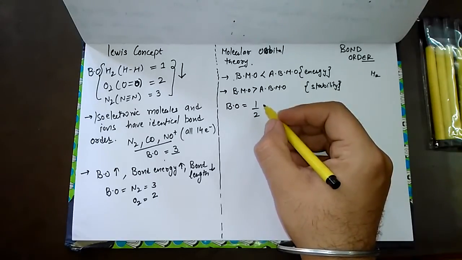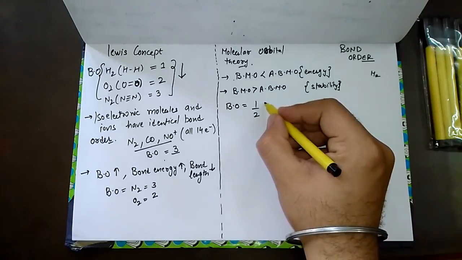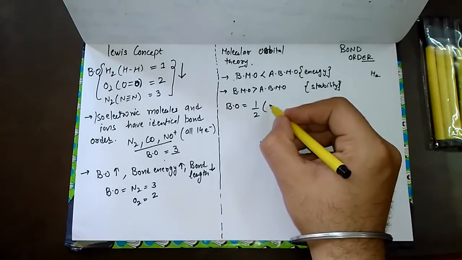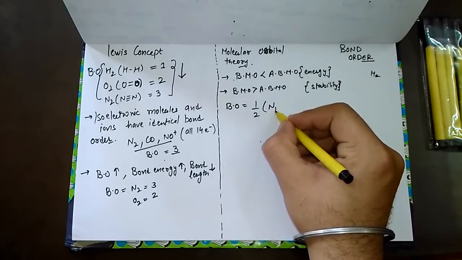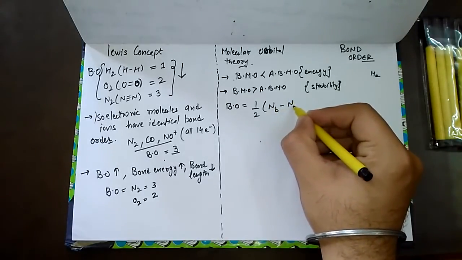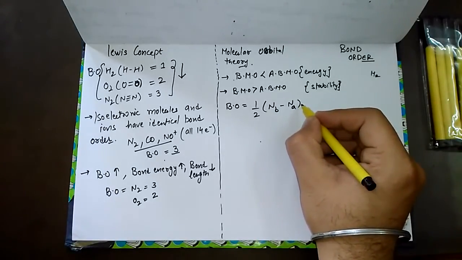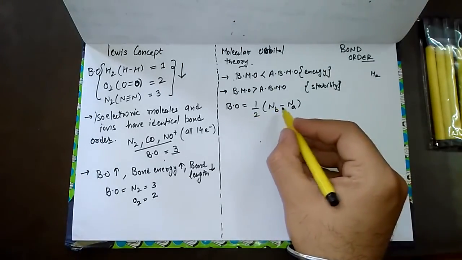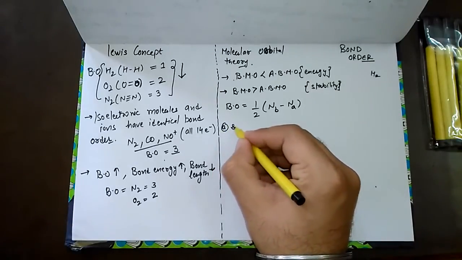We define bond order as half of the difference between the number of electrons present in bonding and anti-bonding molecular orbitals. What is the significance of this formula? We can easily calculate the stability of a molecule.